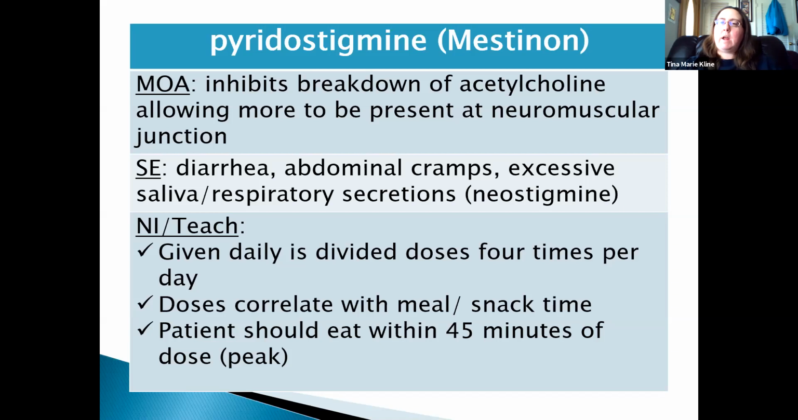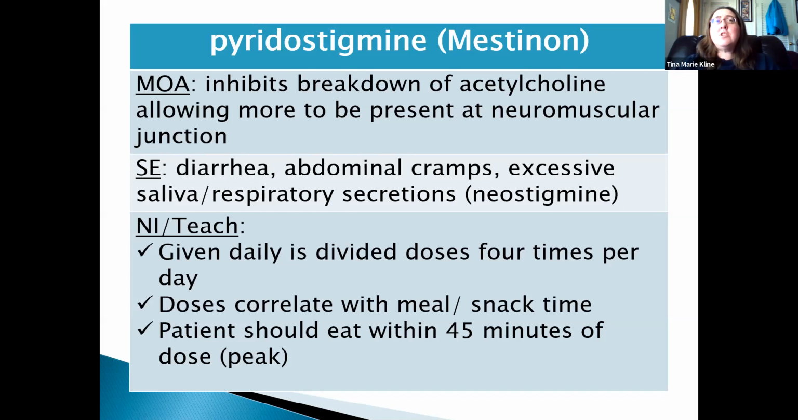Because when you think about it, what is the time of day that muscle weakness could be the most potentially damaging to them? That's generally when they're eating, because we worry about their swallowing ability, the strength of the swallow muscles. And then of course we worry about their ventilation muscles. So it's very important that these are timed appropriately in relation to their meals and their snacks.